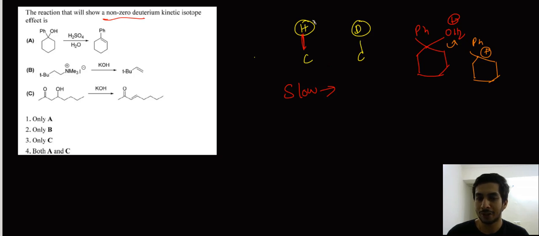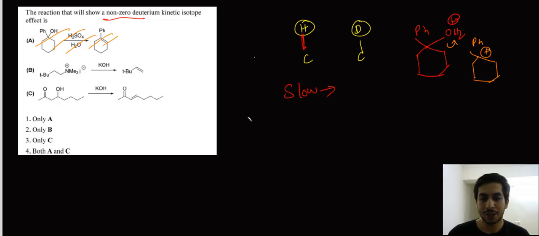Basically there is no involvement of the carbon hydrogen bond over here. So this will have a zero deuterium kinetic isotopic effect, so you can cancel out option number 1. So let's look at option number 3 over here.